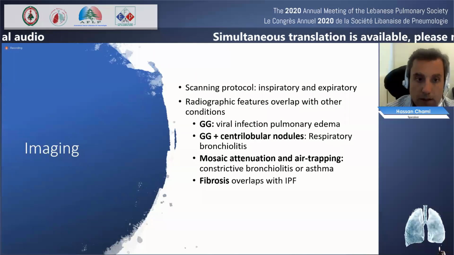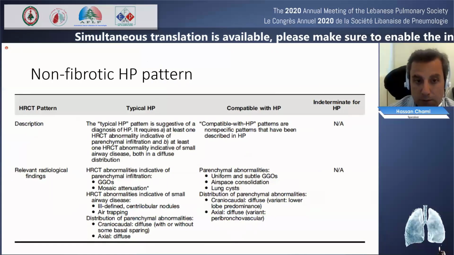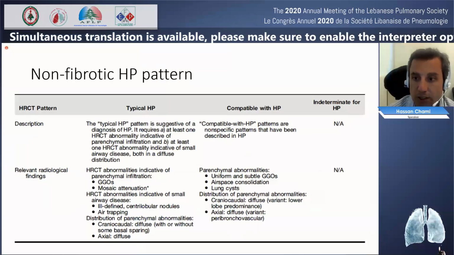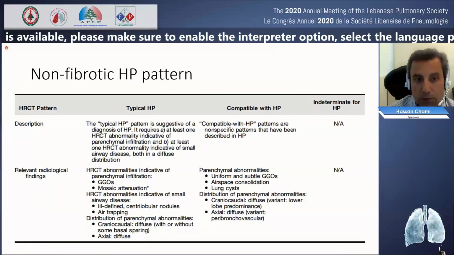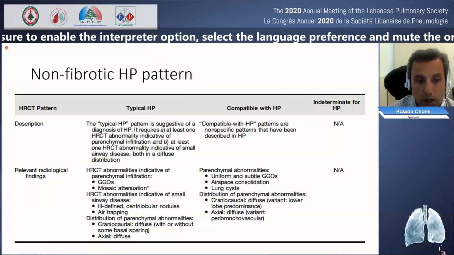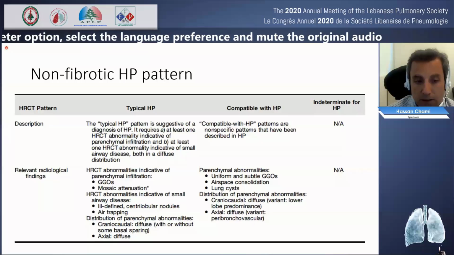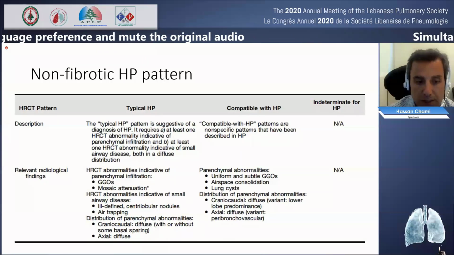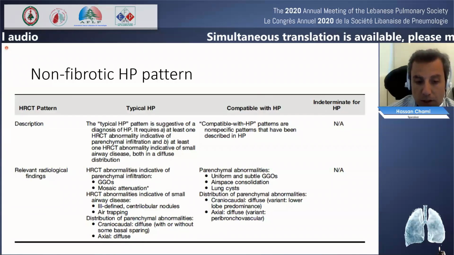The guidelines came up with the classification of findings that would be typical for HP, compatible with HP, and indeterminate for HP. And they presented it for both non-fibrotic and fibrotic HP patterns. Now, the key finding here is to have features of both parenchymal infiltration and abnormalities indicative of small airway disease. So features of parenchymal infiltration would be the ground glass or the mosaic attenuation, and the features of small airway disease would be the ill-defined centrilobular nodules or the air trapping.